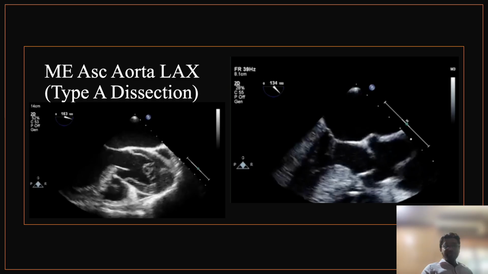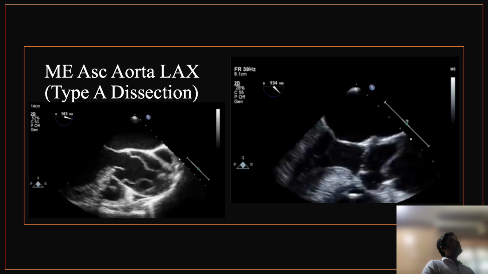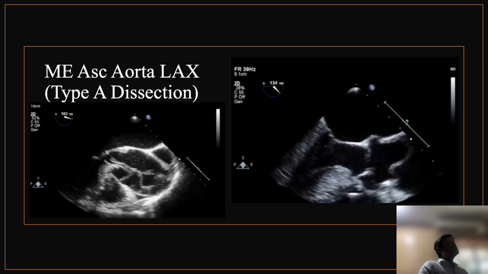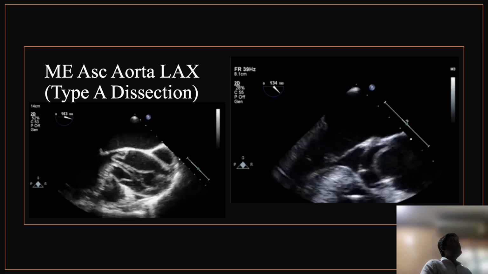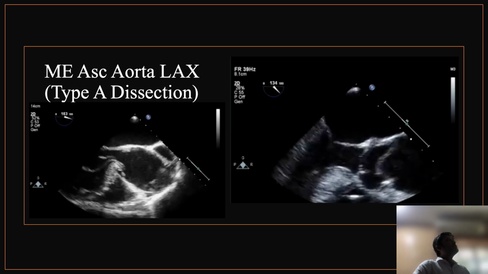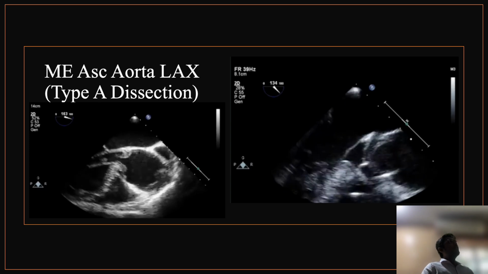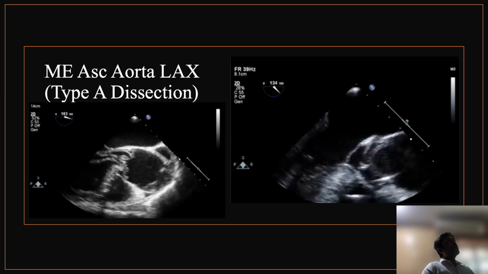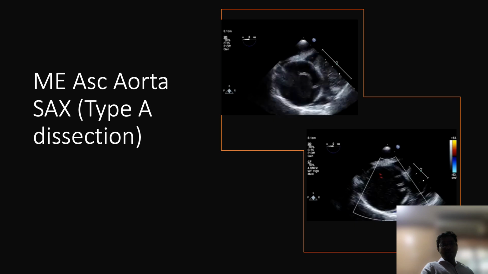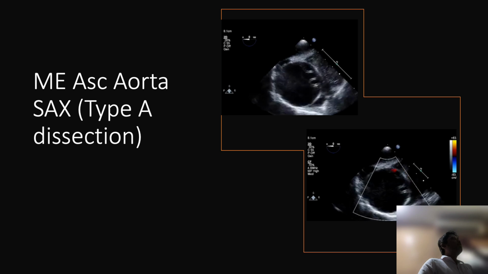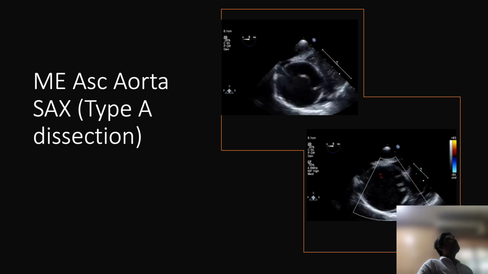I'll come to that later. So this is a mid-esophageal ascending aorta long axis. This is a type A dissection that is involving the ascending aorta. So this is a dissection flap. It is coming into the LVOT and the LV cavity. And this is another patient. And this is the mid-esophageal ascending aorta short axis view, where you can see that this is the dissection flap.